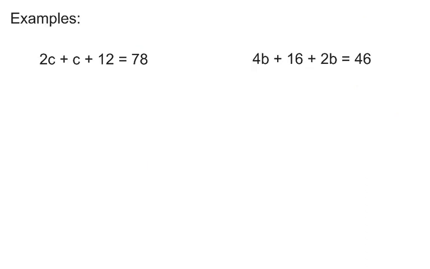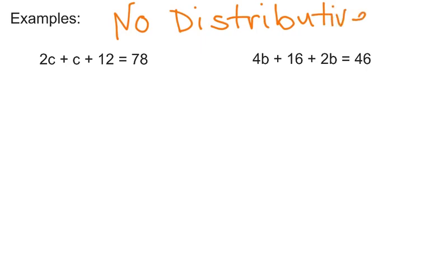Okay, welcome back. Our first two examples do not have the distributive property. So for these, we're going to skip step 1 because there is no distributive property. There are no parentheses in these problems. So we can move on to step 2. Step 2 is to combine the like terms.